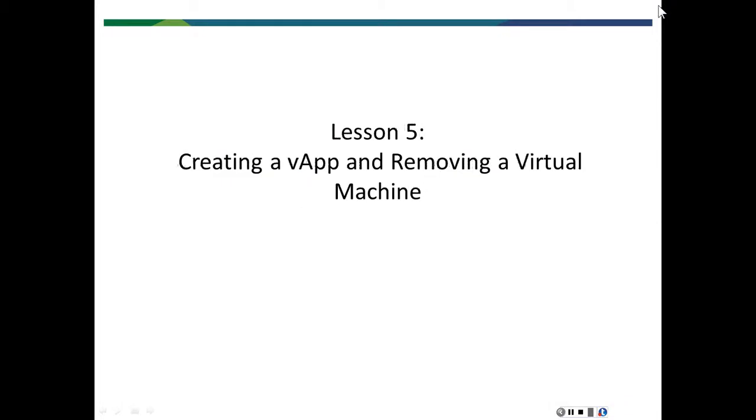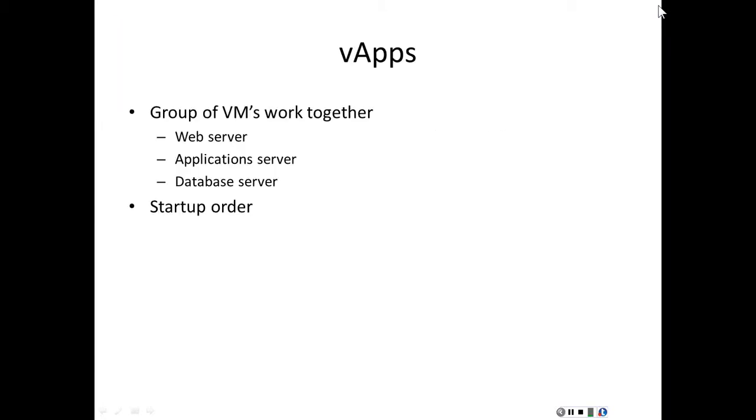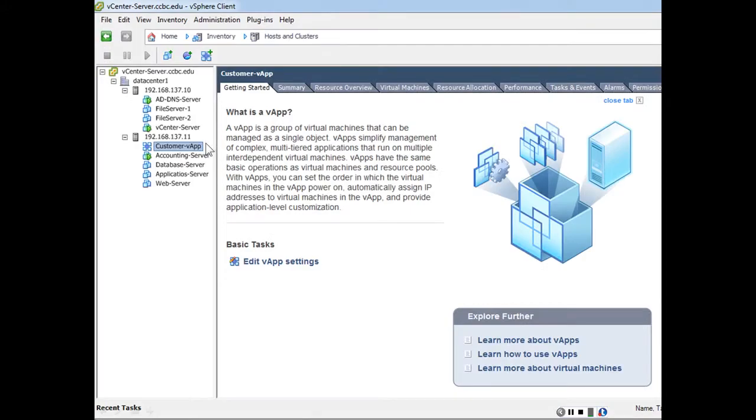Now let's look at Lesson 5, creating a vApp and removing a virtual machine. A vApp is not an application. It's a group of virtual machines that typically work together, and you can configure their startup order, which is important because typically we want the database server to be running before the application server is running, and the application server to be running before the web server is running. So what is a vApp? A vApp is a group of virtual machines that can be managed as a single object.